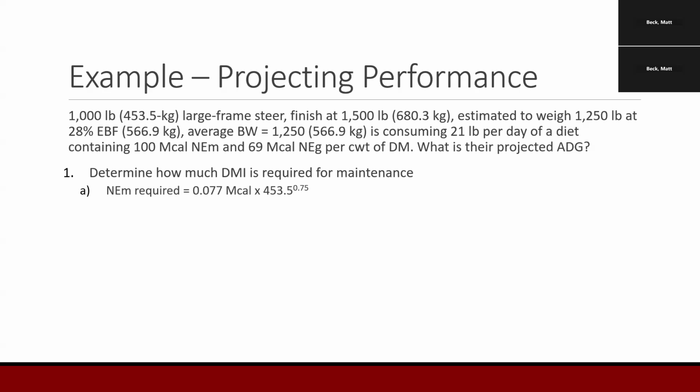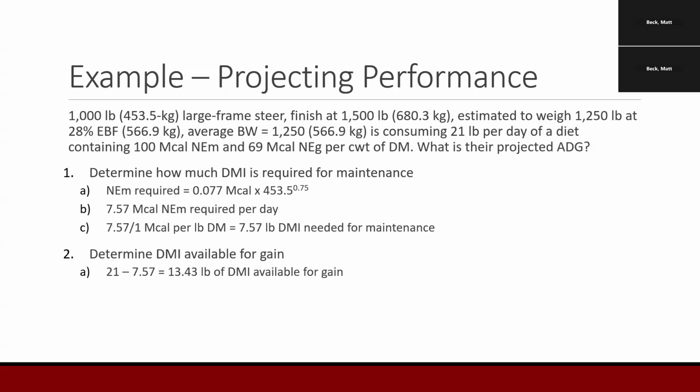That 453.5 is the initial body weight. That should really be the average body weight. So this math will be a little incorrect, but okay, we'll carry on. So NEM required, if the average body weight was that, is 7.57 megacals of NEM per day.